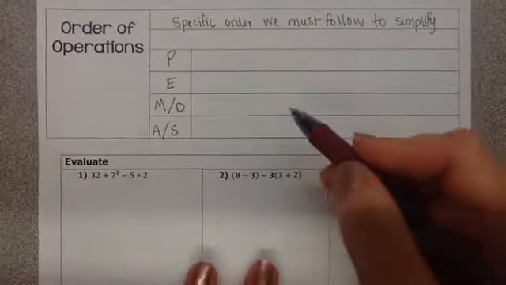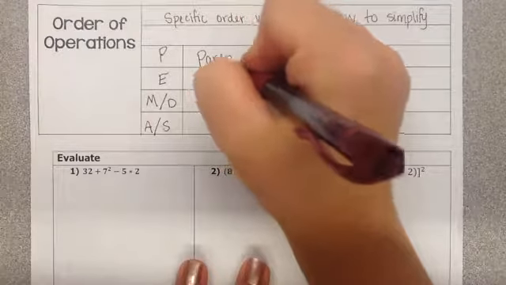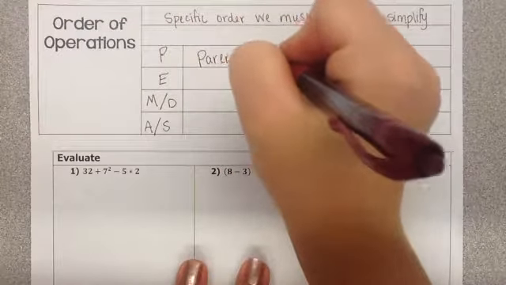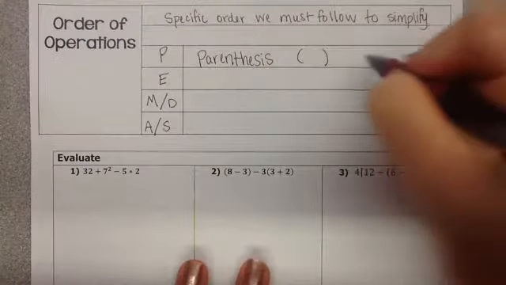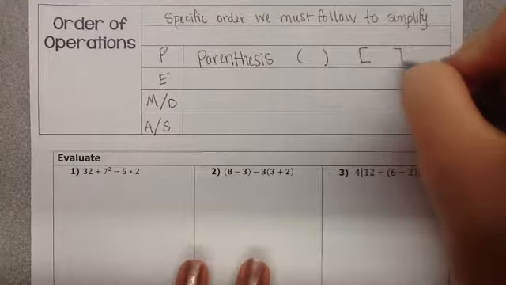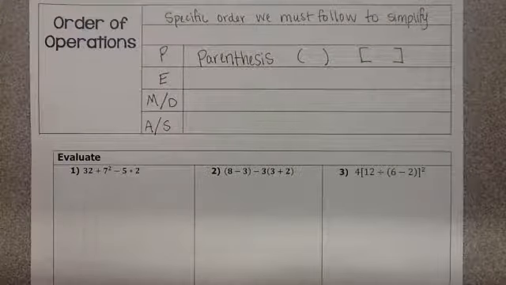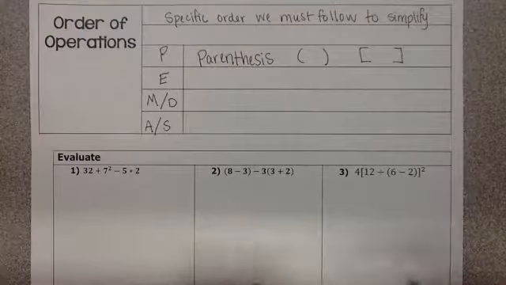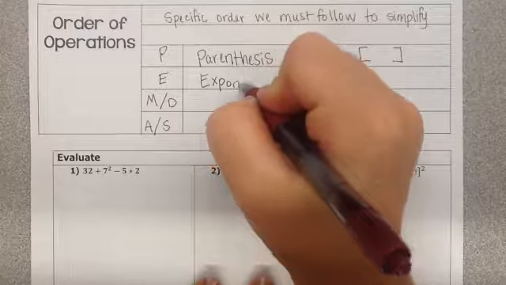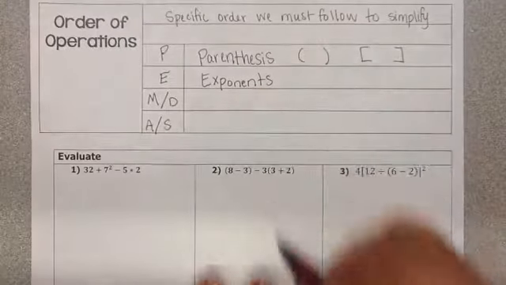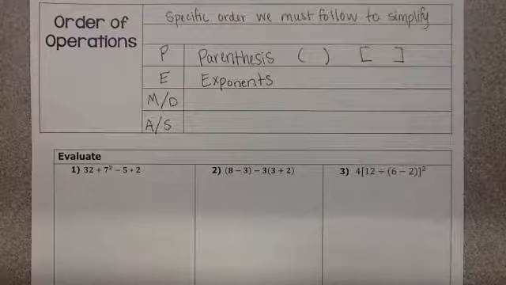What does the P stand for? Parentheses. They can look like this. They could also be brackets. So do what's inside of those first. What does E stand for? Exponents. So you do anything inside parentheses first, then do exponents.